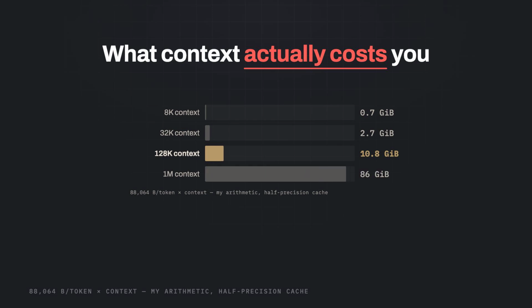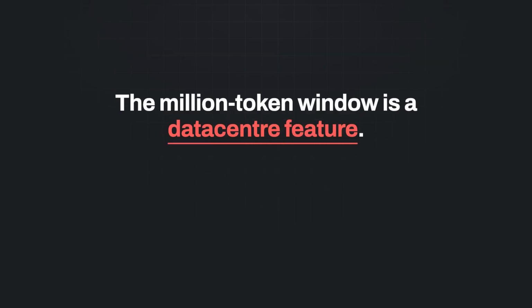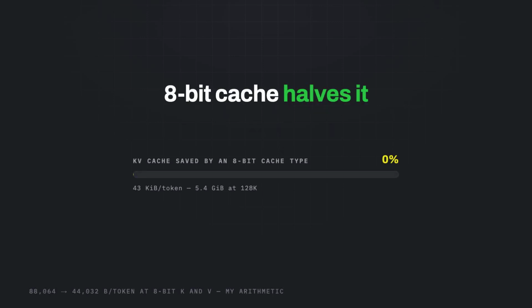Multiply that out. An 8,000 token window costs under a gigabyte. 128,000 tokens costs 10.8. And the full million token context the spec sheet advertises costs 86 gigabytes of cache, on top of the weights. So the headline context window is real, and it is not for you. At home, that number is a marketing line, not a setting you'll ever put in a config file. You can have it. Drop the cache to 8-bit, and each token costs 43 kilobytes instead of 86, so a 128,000 token window fits in 5.4 gigabytes. That's a flag, and I'll give you the exact one shortly.